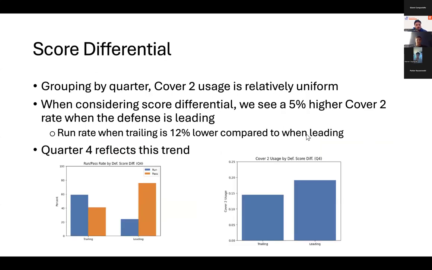So jumping back over to score differential, when you group by quarter, there's not really a difference between cover two usage. But when you look at situations where the defense is either leading or trailing, the cover two rate actually differs. And again, that ties back into the run rate where when the defense is trailing, the run rate goes up, as you could see here in the fourth quarter plots. So trailing is when the defense is behind, the offense is going to run a lot more.